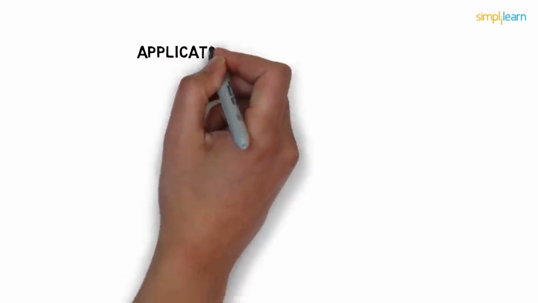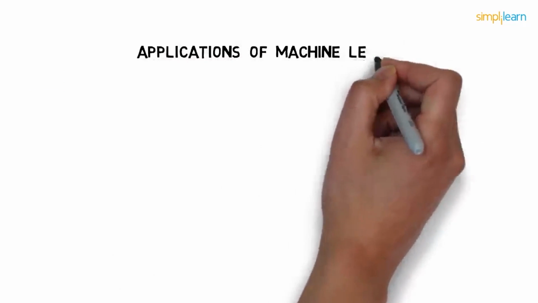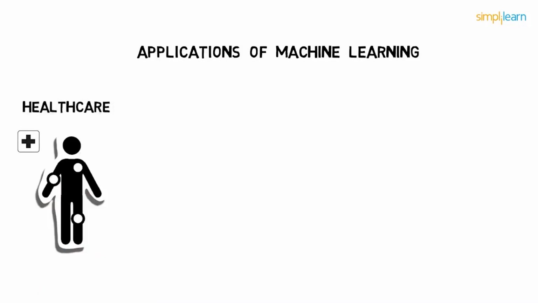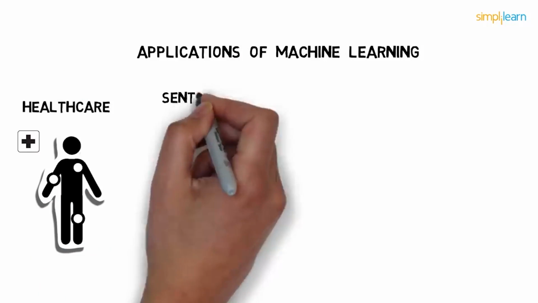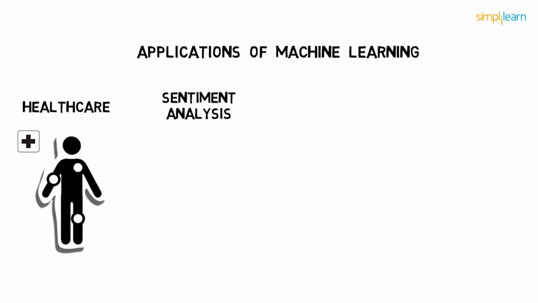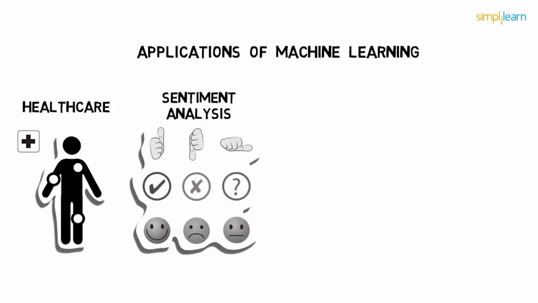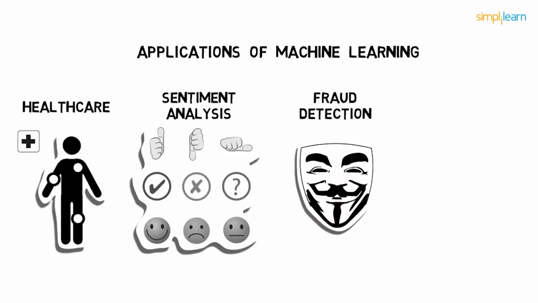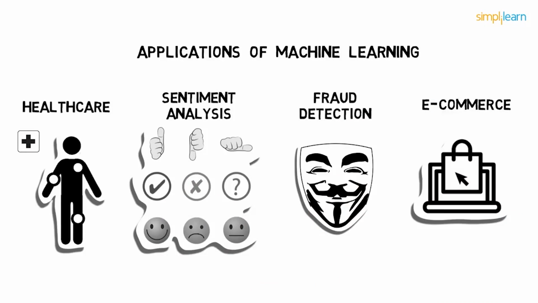So there are a lot of applications of machine learning out there. To name a few, machine learning is used in healthcare where diagnostics are predicted for doctors' review. The sentiment analysis that the tech giants are doing on social media is another interesting application of machine learning. Fraud detection in the finance sector, and also to predict customer churn in the e-commerce sector.